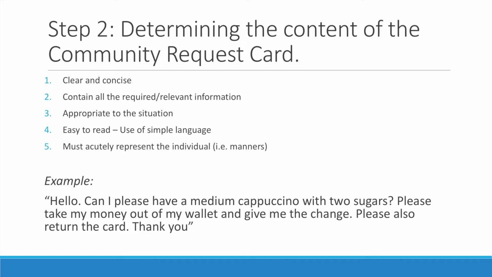It clearly represents him as an individual because Ron greets and uses manners, and it provides all the relevant information such as what drink he wants, with what and what size. Adding an image to the community request card also aids in supporting the understanding of the task.